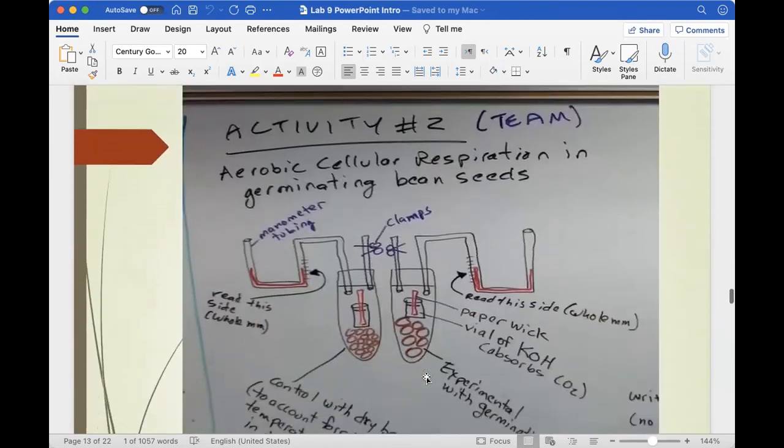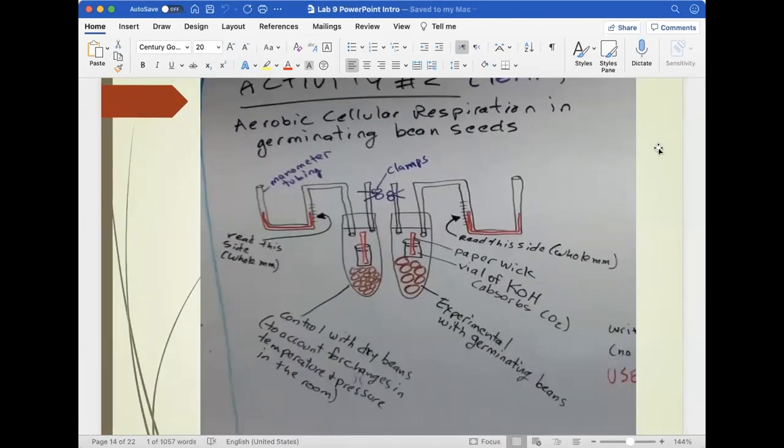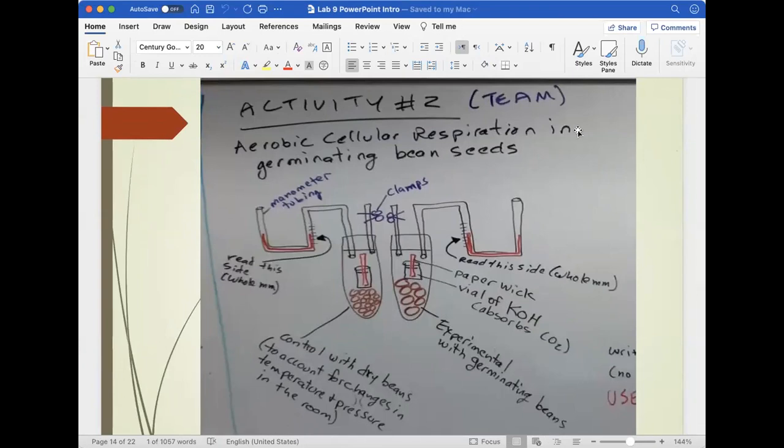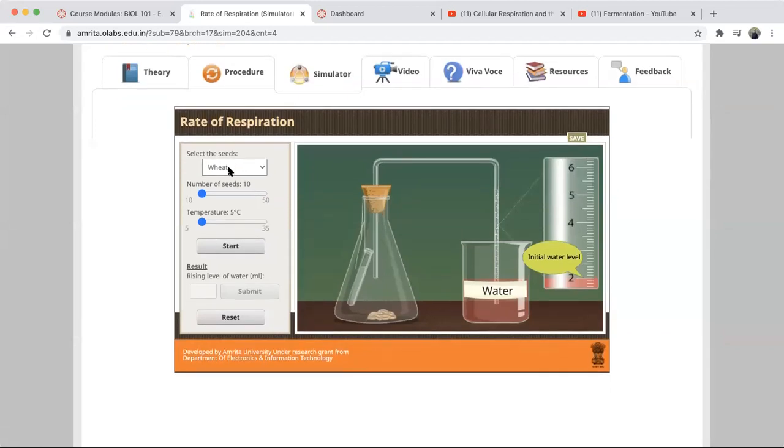So this is the activity that we will set up, and we show a picture of it. There is a link in the Canvas module that will take you to an experiment that shows this. You can go through that link, and I'll show you where that is right now if you're wondering what I'm talking about. So it'll take you to a link that looks like this, and then you can select the bean seeds and then do the same experimental setup. These are germinating bean seeds, and how the level of water will change.